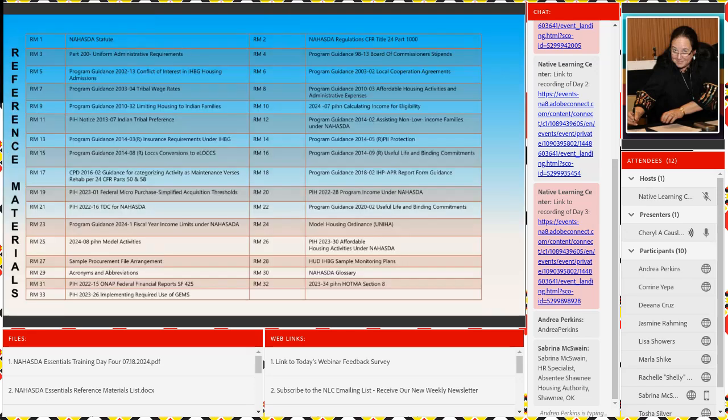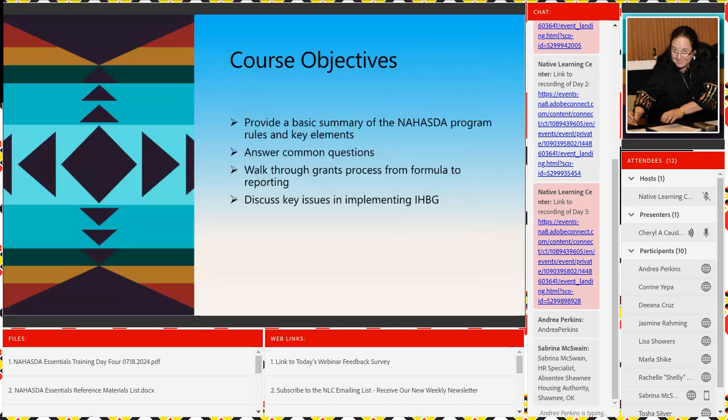Please make sure you grab some of the reference materials. Every day we're touching on one of them that you will need. So they're a very good source of information for you to have.